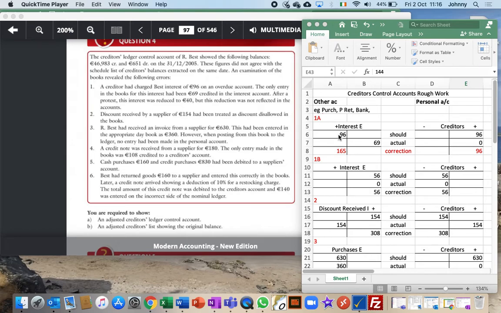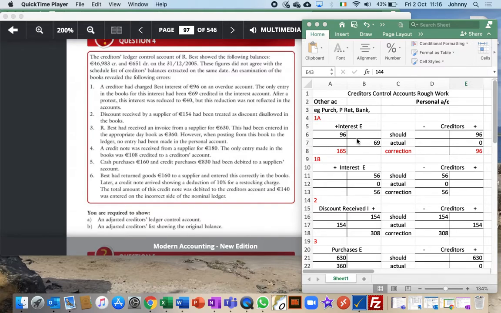We should have put in a plus in the interest account and a plus in creditors. What we actually did, the only entry made was 69 credit the interest account, so I put 69 on the credit side here. It's the only thing I did. So that means I didn't do my creditor, so I have 96 on the plus side of creditors. This is the thing I should have done in the first place. I didn't do it, so I put that in there, okay?